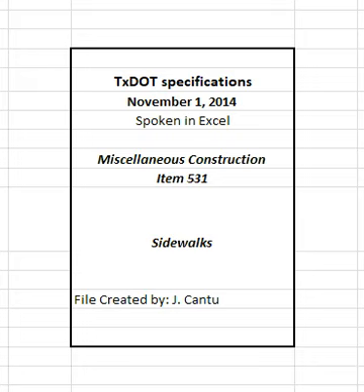Item 531. Sidewalks. 1. Description. Construct hydraulic cement concrete sidewalks. 2. Materials. Furnish materials conforming to the following.